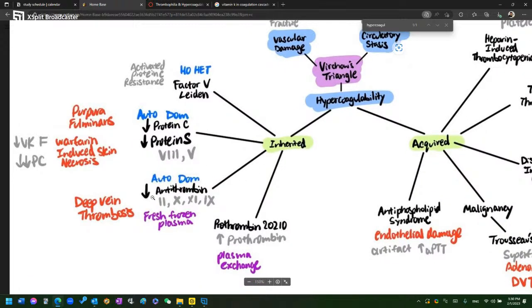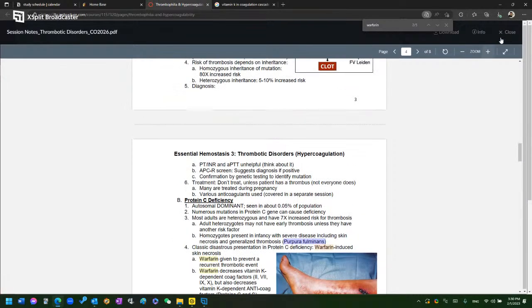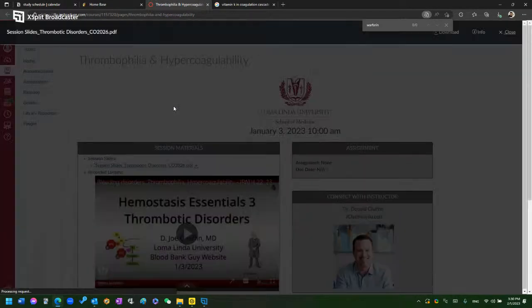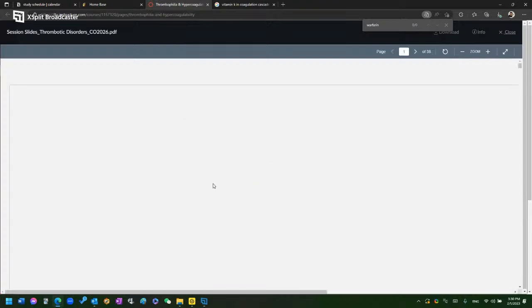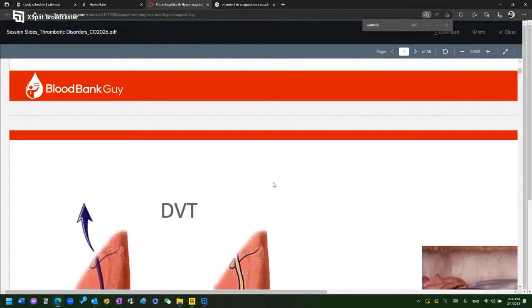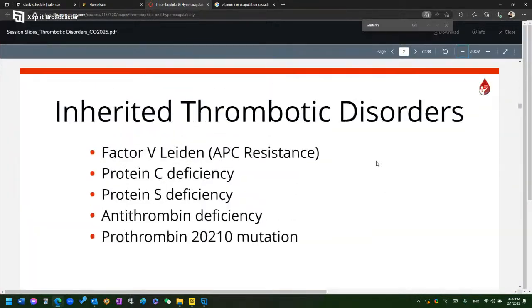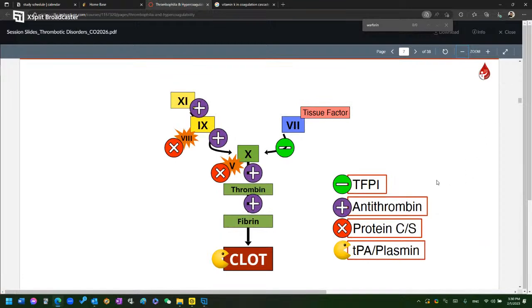Another inherited problem is if you have low antithrombin. Antithrombin is going to affect even more clotting factors, if I can bring it up. We can bring that up right here. Oh, this is everything right here. Yeah, so antithrombin is going to touch on everything on this path. So it's like protein C and protein S, but it's everything intrinsic and common.